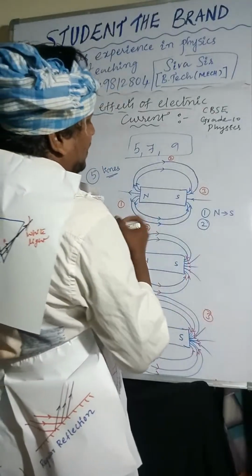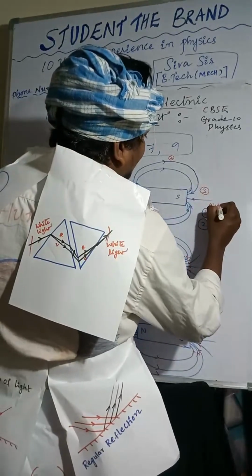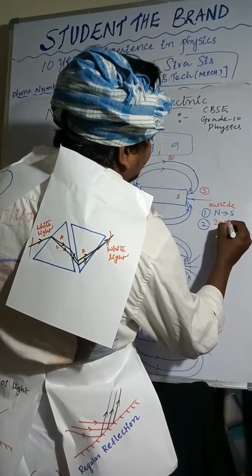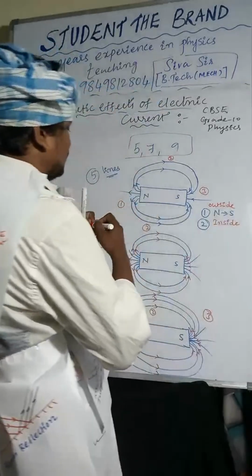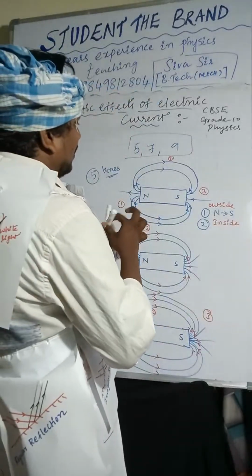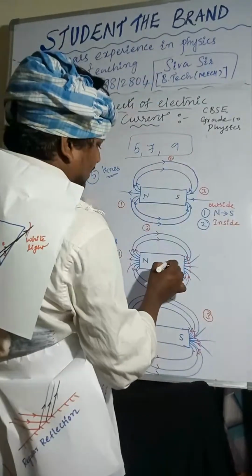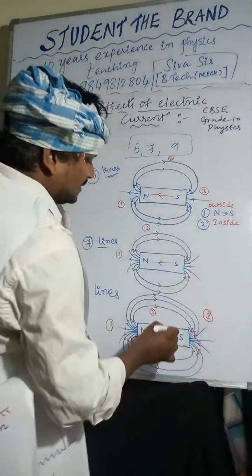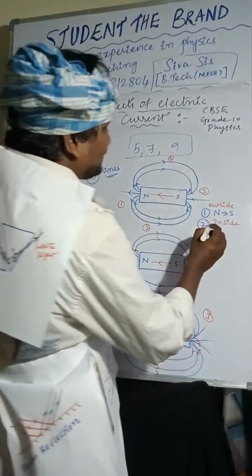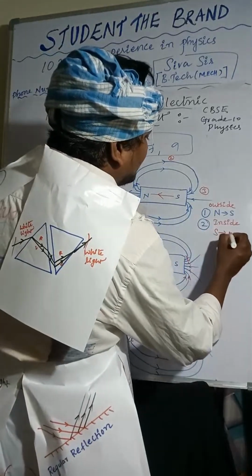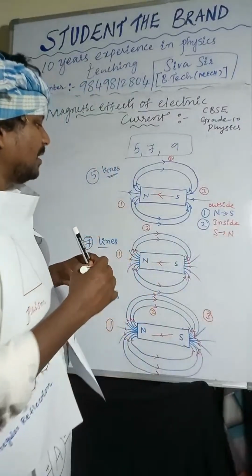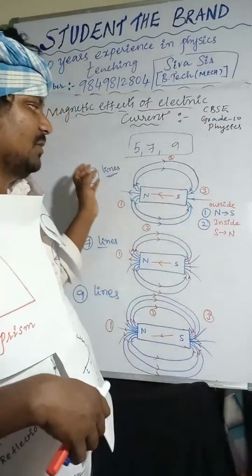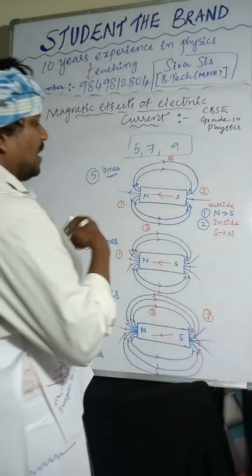Outside of the bar magnet, keep in mind, outside. Whereas inside of the bar magnet, it is south to north. Magnetic field outside the bar magnet is north to south, and inside the bar magnet is south to north.